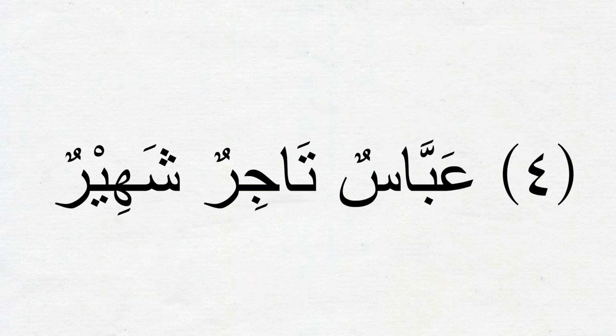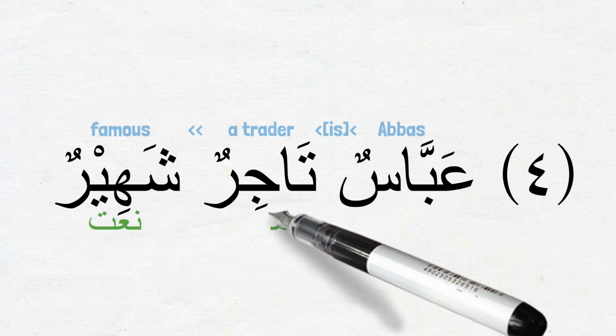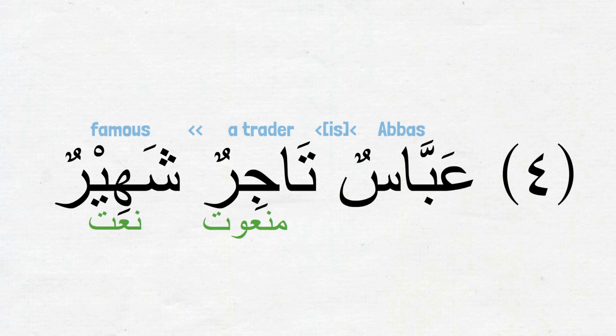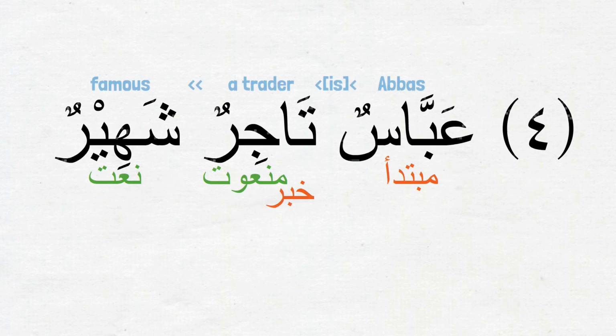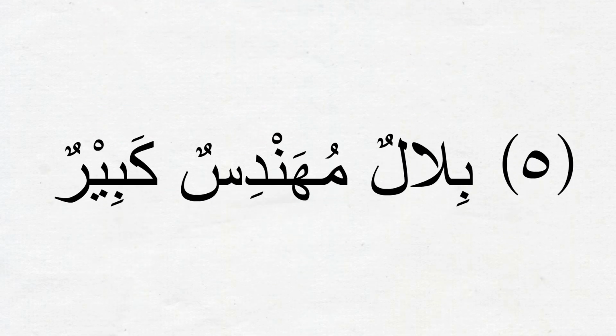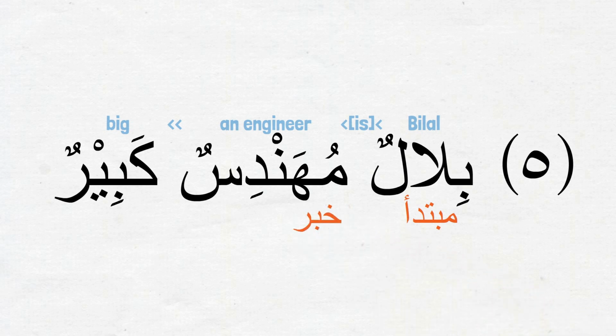Sentence 4. Abbasun tajirun shahirun. Abbas is a famous trader. Here, shahirun is coming as a na'at of the ism tajirun. So tajirun is man'ut. Also, Abbasun is the mubtada, and tajirun is the khabar of the jumla ismiyya. Sentence 5. Bilalun muhandisun kabirun. Bilal is a big engineer. Here, Bilalun is the mubtada, muhandisun is khabar, kabirun is na'at for muhandisun.